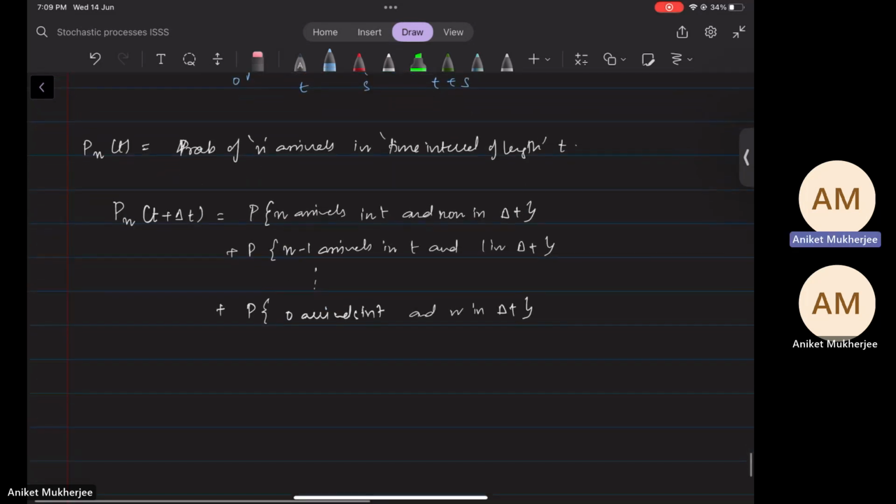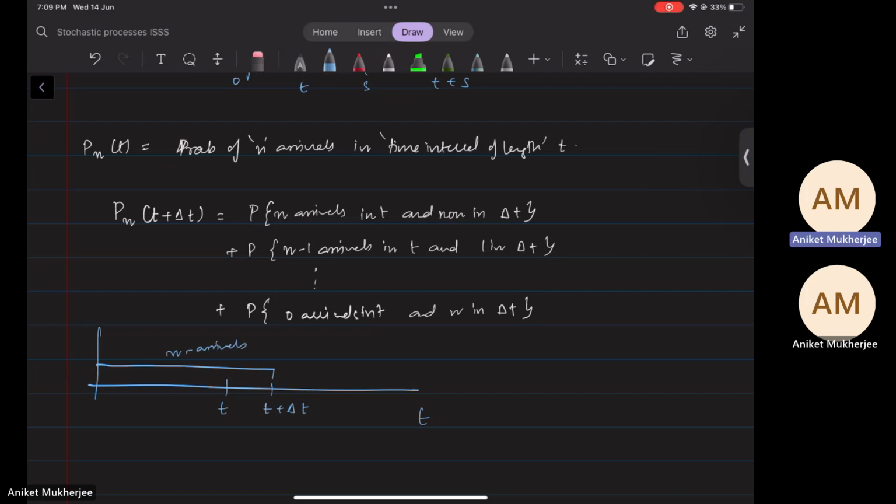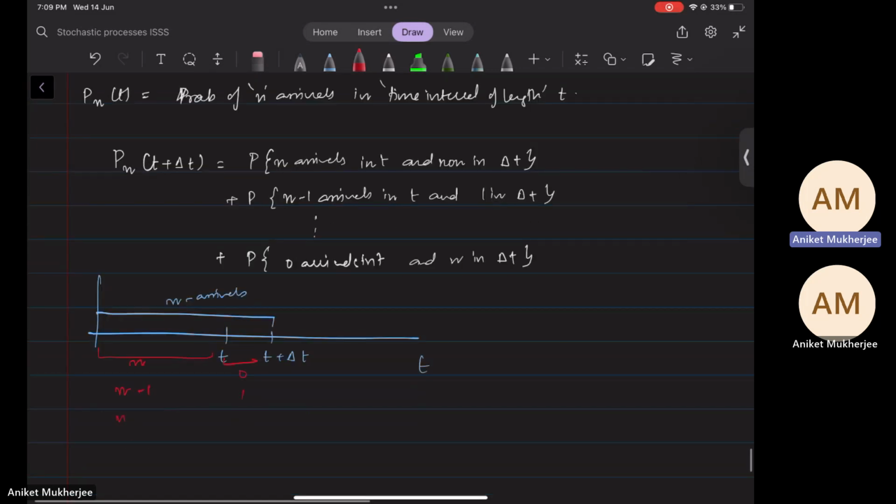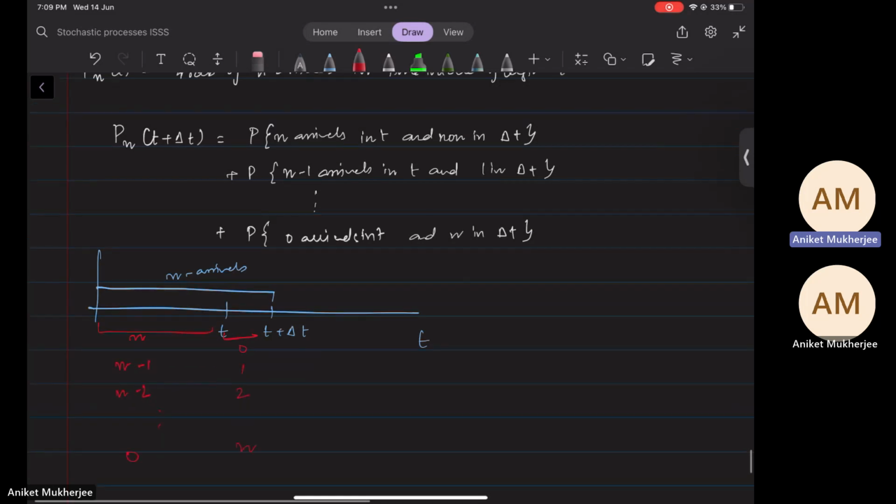So what I have here is my time axis, and I have t, and this is t plus delta t. I want a total of n arrivals in this interval. The probability that I get n arrivals: this event can be split as n arrivals between 0 and t and 0 here; n minus 1 between 0 and t and 1 here; n minus 2 between 0 and t and 2 here; and so on till 0 in this and n.